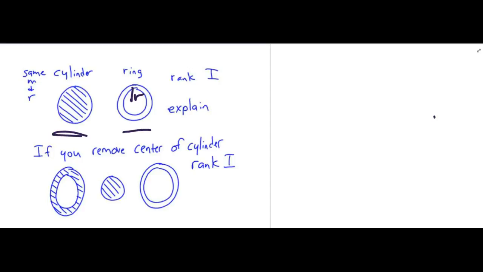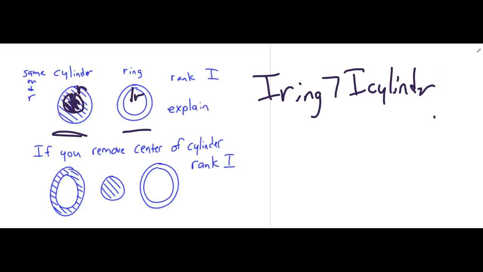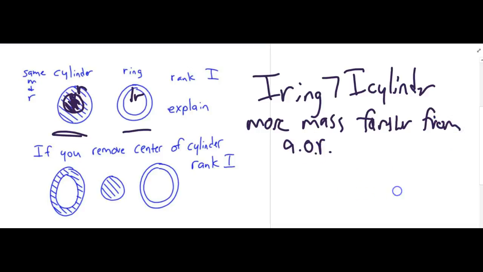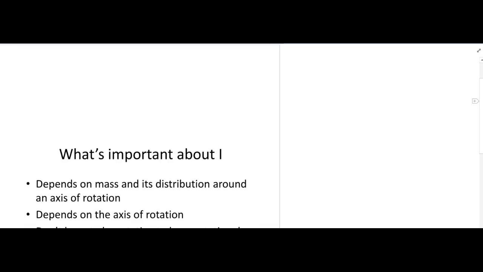If I did this one, well, if we think about it, I have the ring, okay? So I have some of the mass out there, but then I also have the inside of that. So if I did this one, I of the ring must be greater than I of the cylinder, okay? Because more mass farther from axis of rotation.